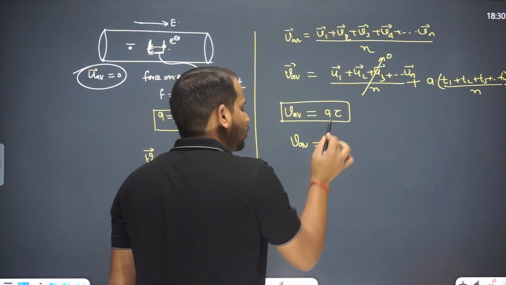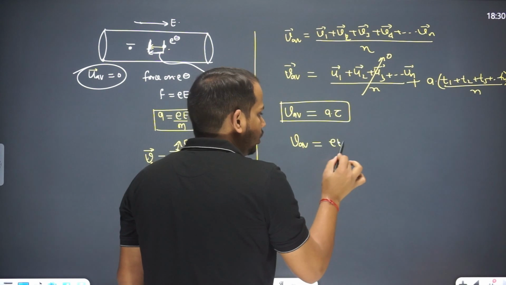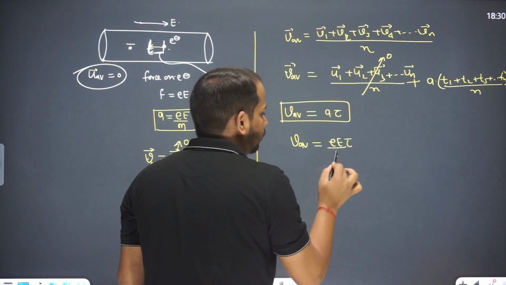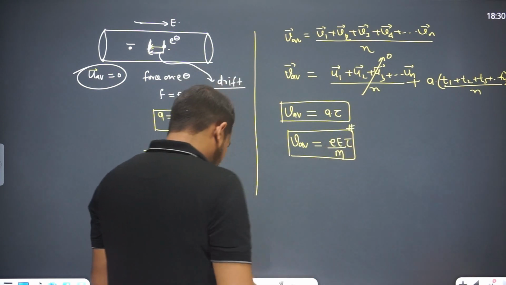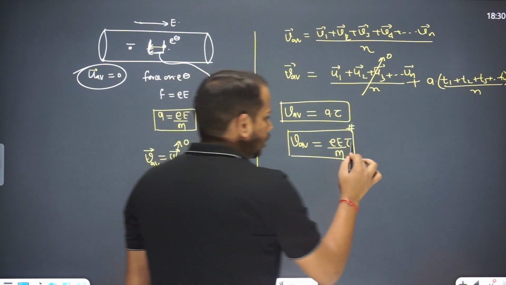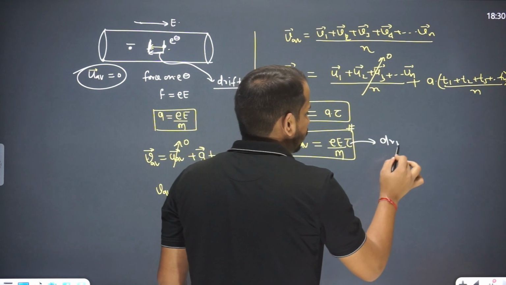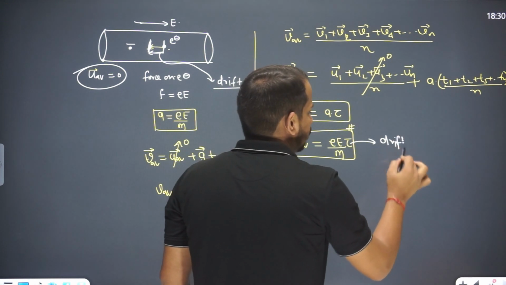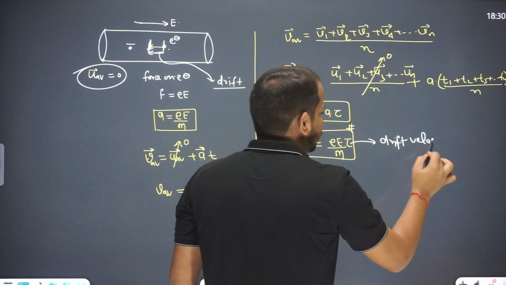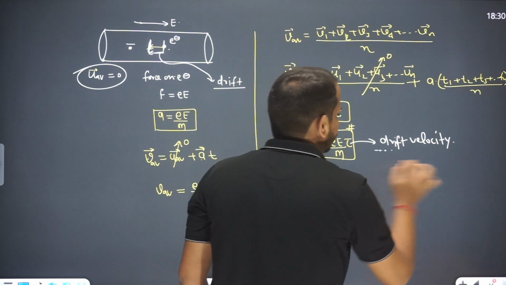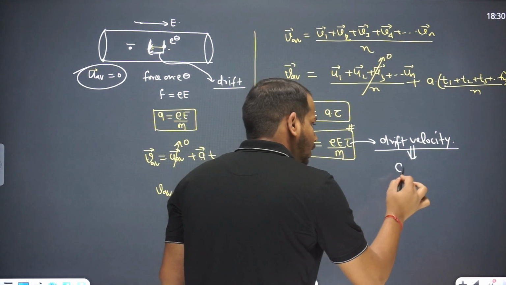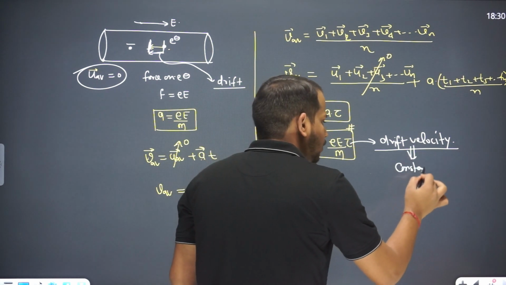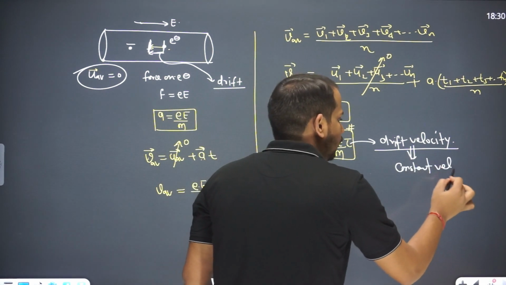And this average velocity, a is what? a is eE by m, into tau. This is the value of the average velocity. And this average velocity is called drift velocity. This is called drift velocity, right? And this drift velocity is a constant velocity.